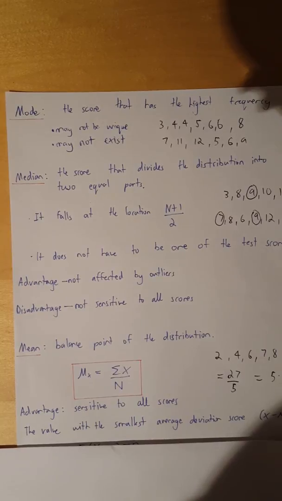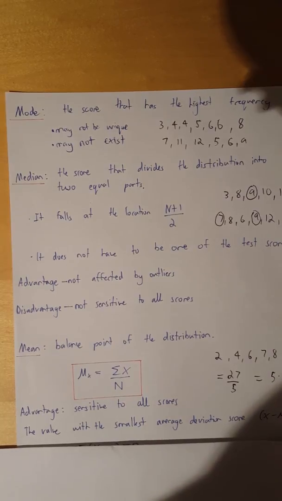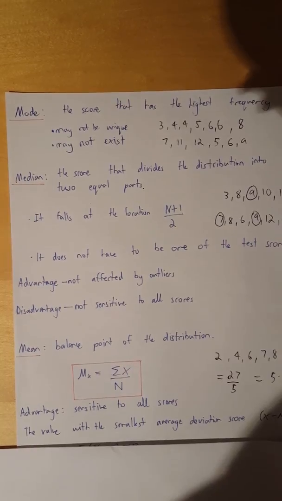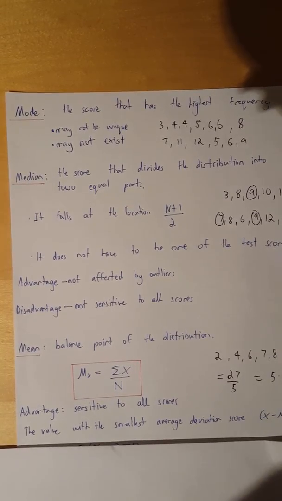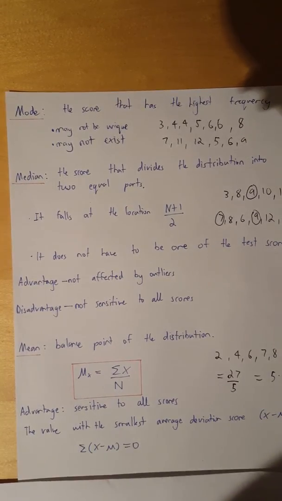So if we have a set of scores, they're going to be distributed by the balance point. Basically, the mean will be that number on which all scores greater than the mean and all scores below the mean will balance out. So basically, the deviation scores will all sum to 0. And that is written just below here. Sum of deviation scores equals 0.